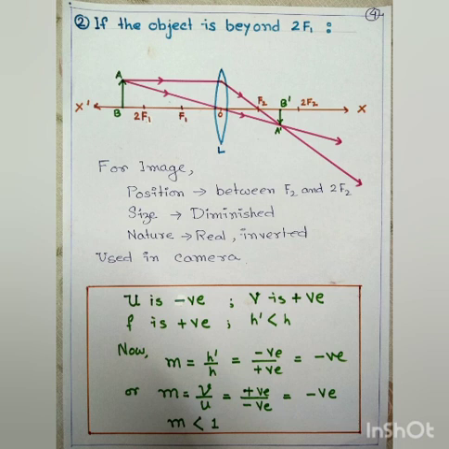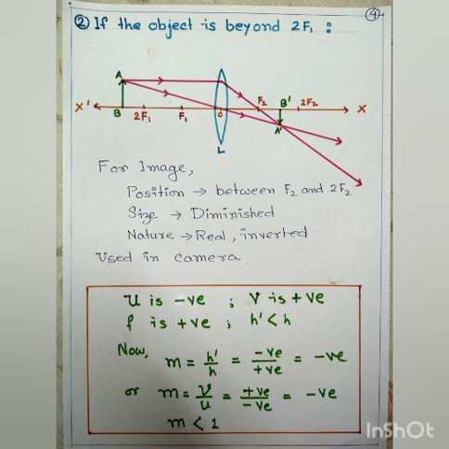For this situation also, the object distance u is negative, and v is on the other side of the lens, along the incident ray, so v is positive here also. And as always, you have to remember, for a convex lens, focus is positive. Now magnification m is equal to h prime by h. Now h prime is inverted, so h prime is negative, but the height of the object is always positive. Therefore magnification will be negative.